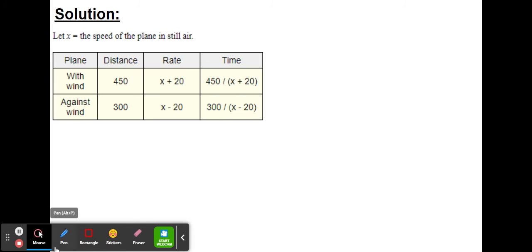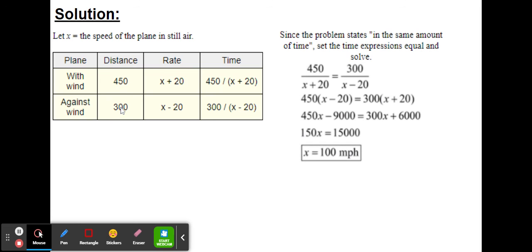And we have the distance and the rates next to it. So we have 20 miles per hour added to the wind, or we have 20 miles per hour taken away from the wind, causing the plane to go slower. And to get time, like we talked about earlier with those formulas, we were doing time is distance divided by rate. So we would take 450 divided by x plus 20.